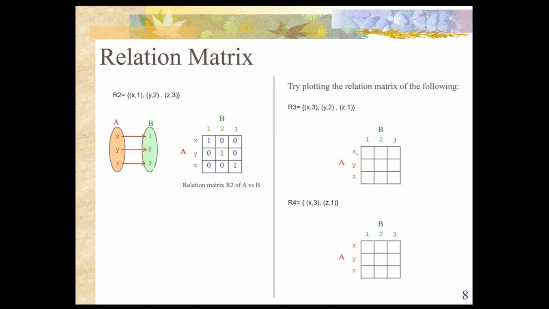Okay, so this is how we populate the relation matrix. Let's begin with the first row, X. X is connected to 3, so we put 1 there.